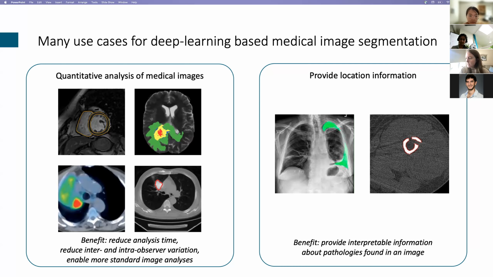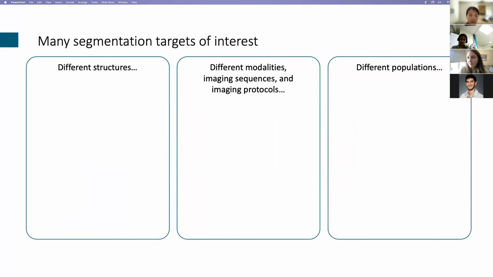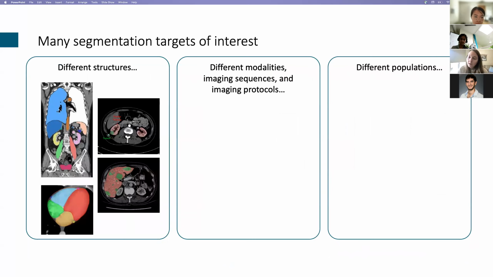So given these different use cases, there's a ton of segmentation targets that people train models for. So there's different structures, both anatomical and pathological, so segmenting different organs in the body, or segmenting things like tumors for diagnosis or therapy monitoring.